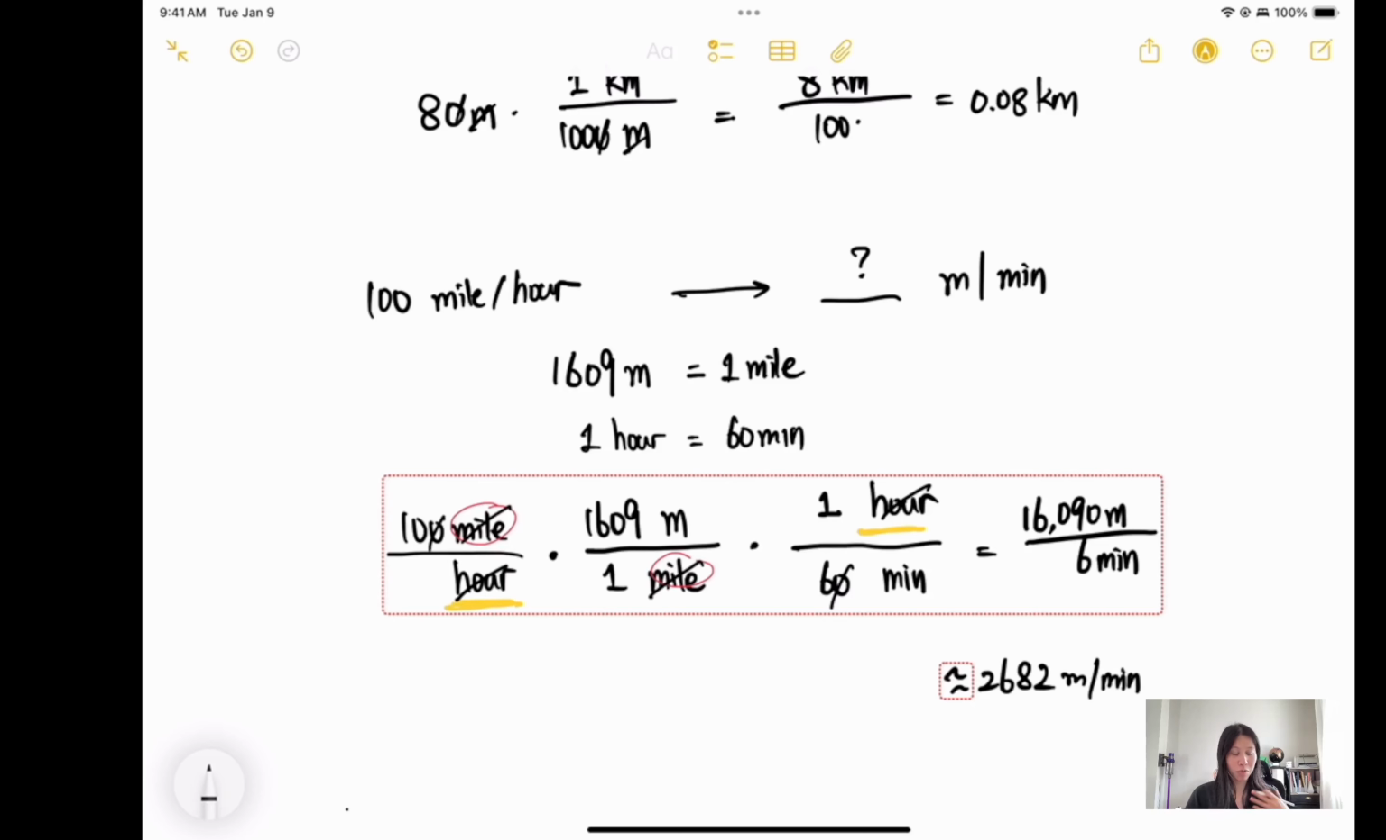If you still don't remember how to do unit conversion, I would say go ahead and watch some YouTube videos. I'm not going to spend much time on reviewing this part. And then in the next video we will start with trigonometry. See you in the next video.